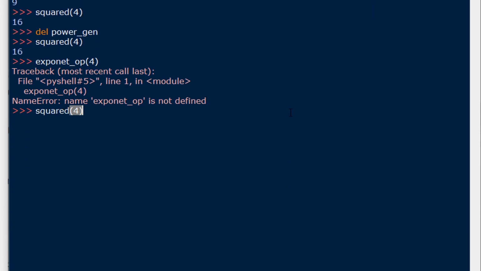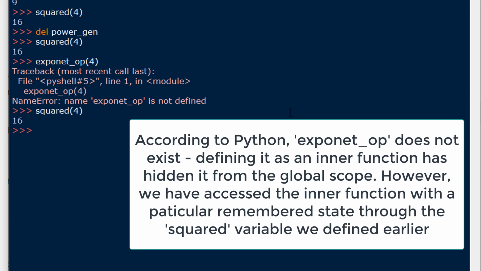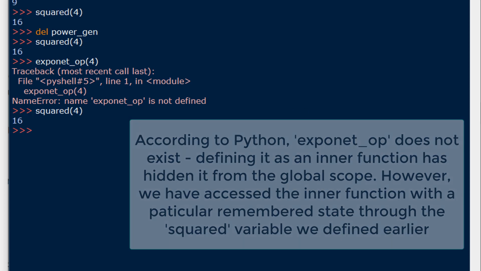However, we can't call the inner function explicitly. It has to be paired to the variable that we use to initially define our function call.